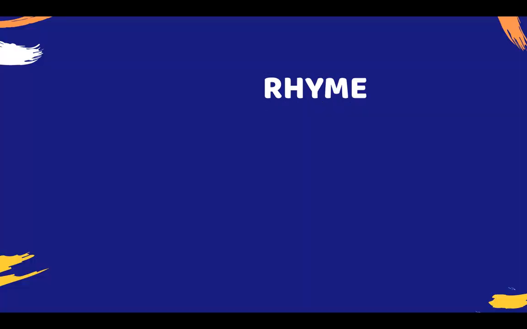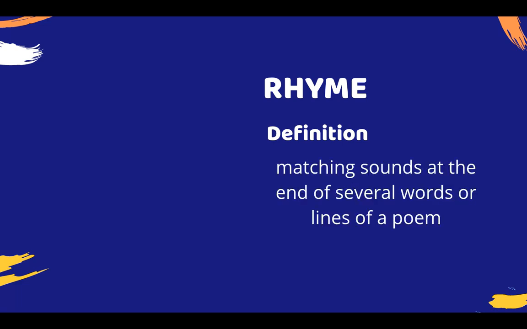So let's start off with rhyme. Make sure you write this under the sound column. This is your first sound. And the definition of rhyme is the matching sounds at the end of several words or lines of a poem. Remember that this is talking about the sounds and not necessarily the spelling. We know that in the English language, different letters and letter combinations can make the same sound even when the letters don't match. So make sure you're paying attention to how it sounds.